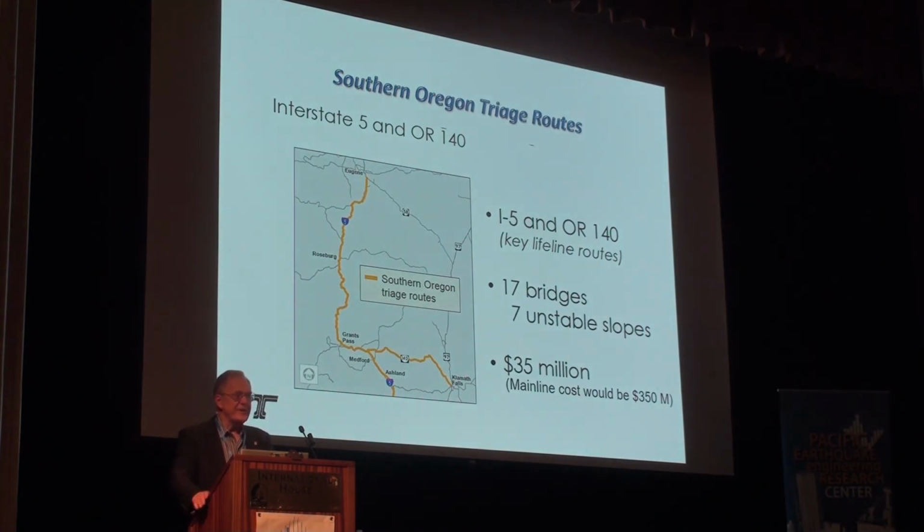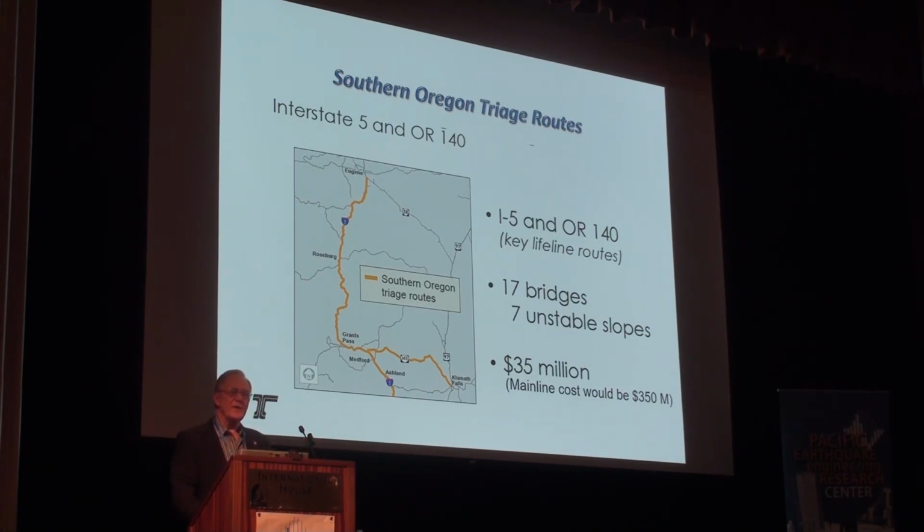And the first place we studied it was in Southern Oregon, along I-5. We basically jumped off of I-5 and used US 99 and some local routes, and it worked. In terms of funding, we could have a usable, resilient route from Eugene to the California border for $35 million under the triage approach, which, if we had done the original plan of retrofitting all the I-5 bridges, would be $350 million. So the triage approach was good for us.